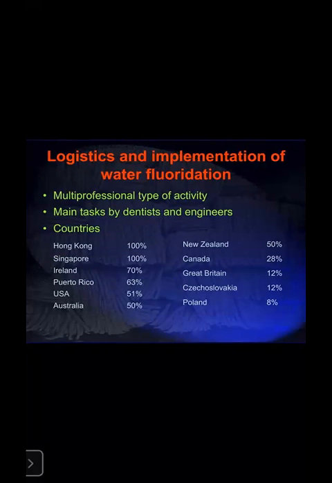Now these are the countries which have applied water fluoridation 100%, like Hong Kong and Singapore. Their drinking water is fluoridated. But some other countries have lower coverage: Ireland 70%, Puerto Rico 63%, USA 51%, New Zealand 50%, Great Britain 12%. These are the various countries which have used water fluoridation. Okay, but some other countries have not used it.